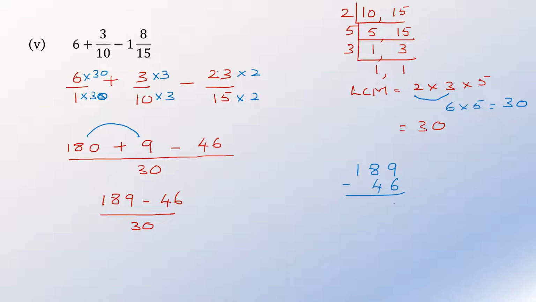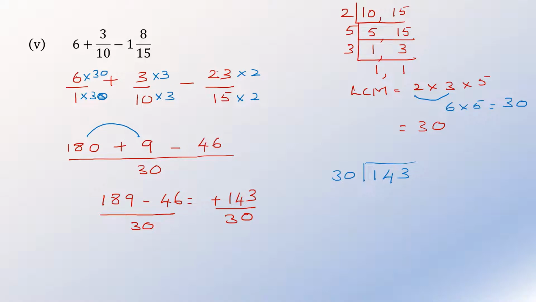9 minus 6 is 3, 8 minus 4 is 4 and 1. So here we get 143 by 30. Again we see it's an improper fraction. Let's convert it to a mixed number. So let's divide 143 by 30.